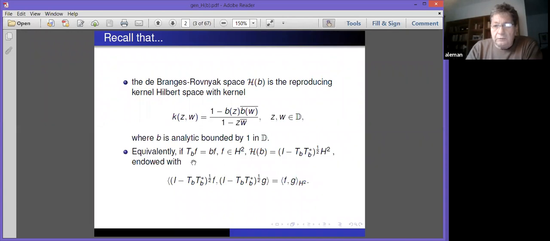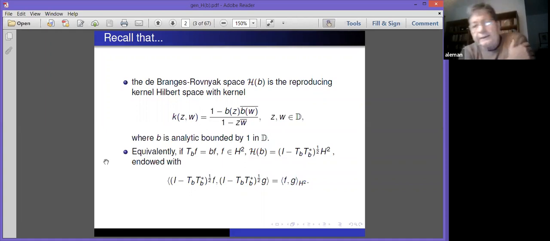Then he also told you an equivalent definition, namely that H(b), the de Branges-Rovnyak space, is just the range of this defect of a Toeplitz operator, which is endowed the way ranges of operators are endowed. So these are the definitions.